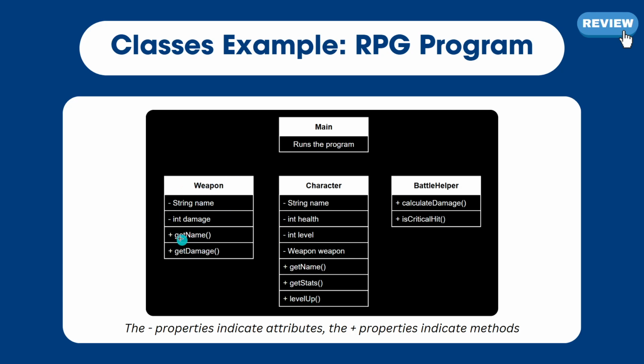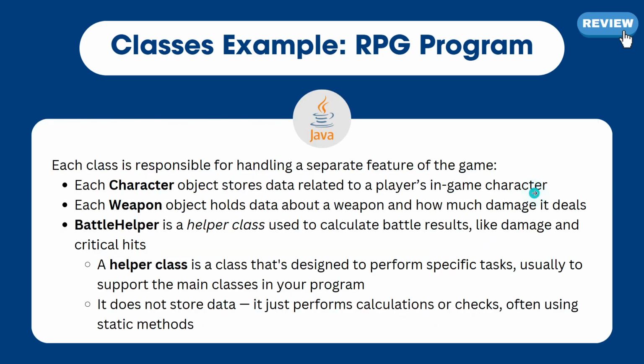For weapons, I skipped this one. Yeah, you might want to get their name or get the damage. Another one might be like, swing the weapon or attack with the weapon. And then battle helper, these are static methods. So those don't belong to the object, they belong to the class. That's why there's no attributes, right? So we'll talk about that in more detail today.